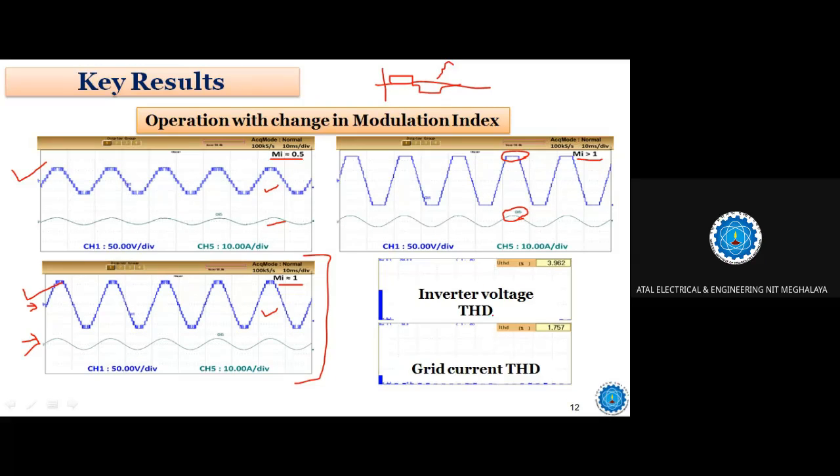And I have also presented here with a power quality analyzer. You can see that the inverter voltage THD is very, very less for a 15 level output, and grid current THD is also nearly 1.7%. So this grid connected inverter is following the IEEE 519 standard.